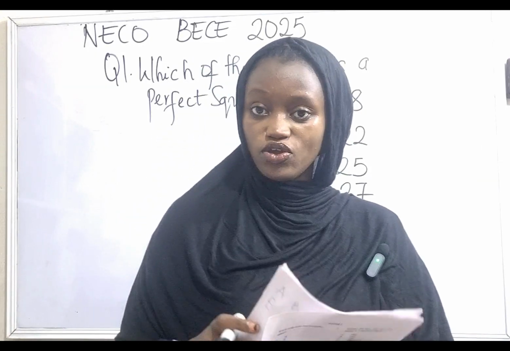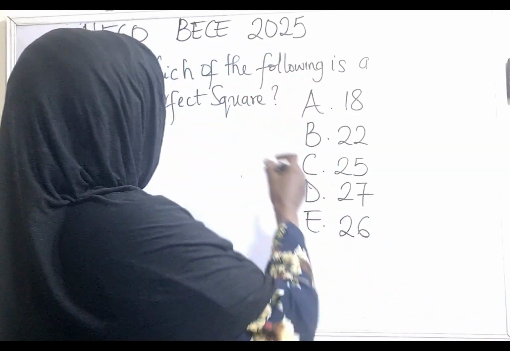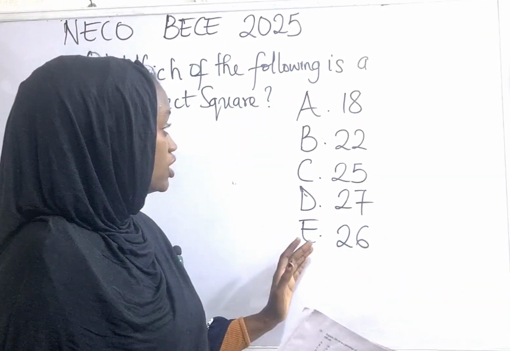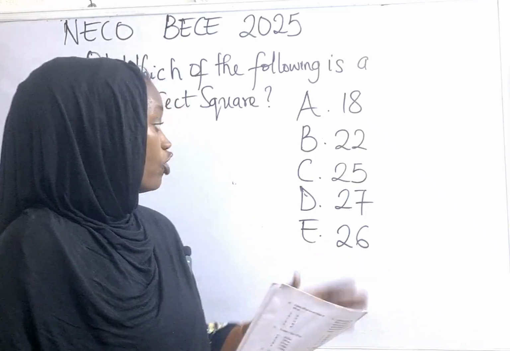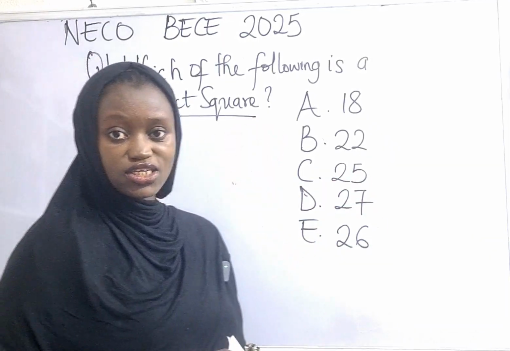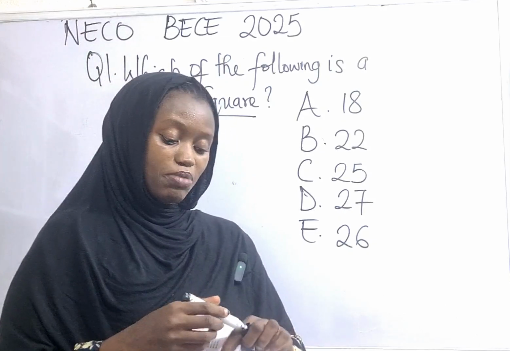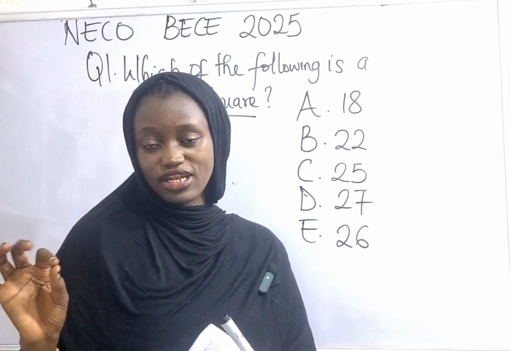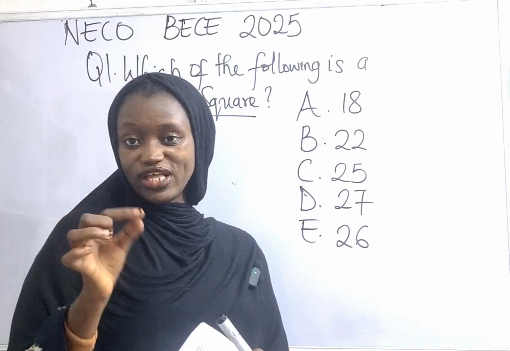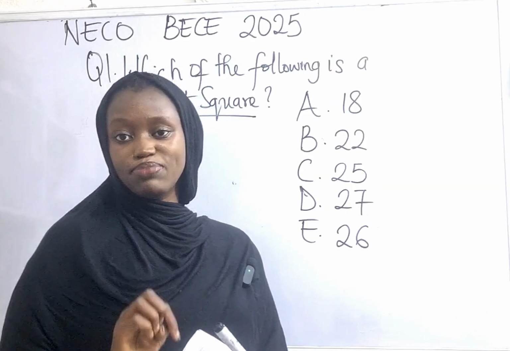As we have question 1 already written on the board, it says, which of the following is a perfect square? We have 5 options, A to E. For us to be able to answer this question, first you need to know what a perfect square is, right? So let's define a perfect square in simple language. A perfect square is a whole number obtained when that number is multiplied by itself.